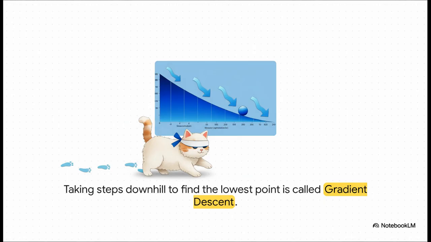Okay, so how does our kitten even find the bottom if it's blindfolded? It uses a really simple strategy called gradient descent. At any given spot, the kitten just feels around for the steepest downward slope and takes a step in that direction. And then it does it again and again. Step after step, it's always heading downhill. And that, in a nutshell, is gradient descent.